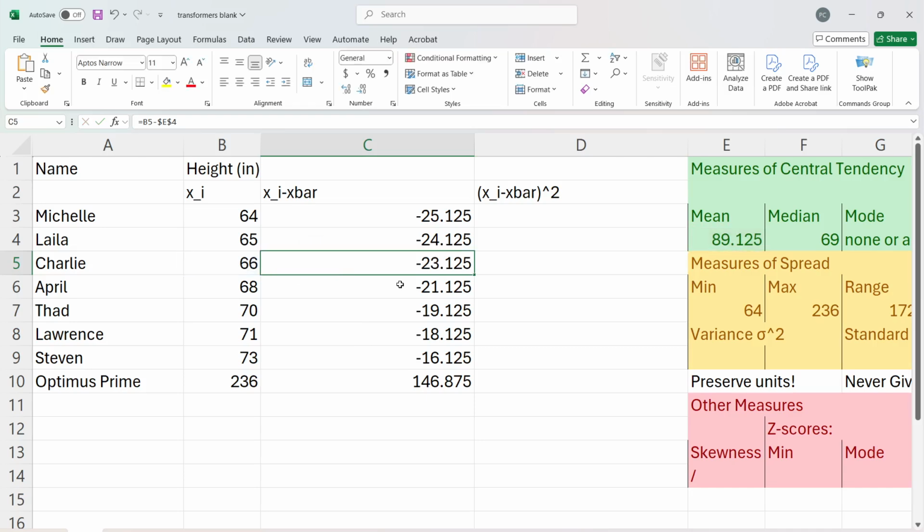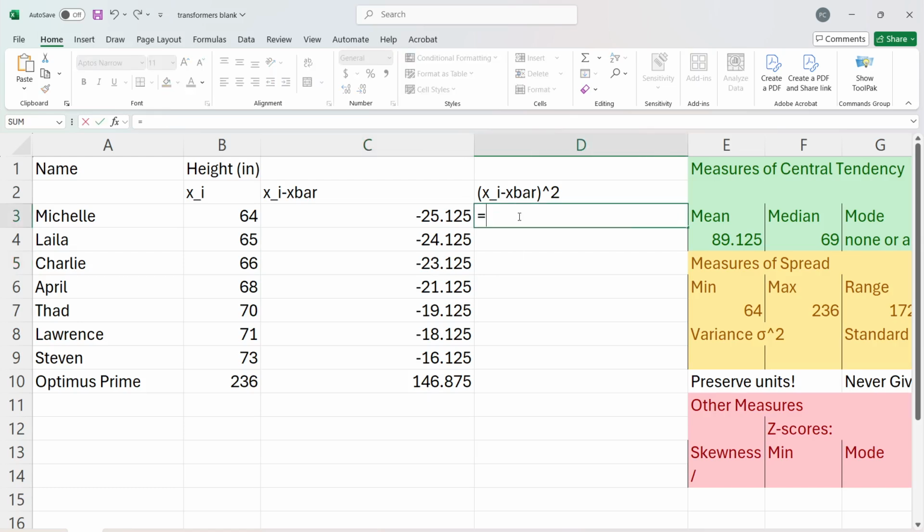So, fair enough. I've got xi minus x bar for each of these, and I'm going to go ahead and calculate equals xi minus x bar squared. Here's my xi minus x bar, and I know how to square it.